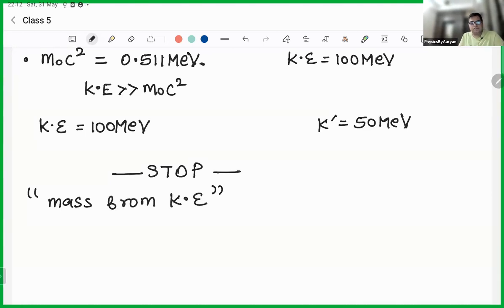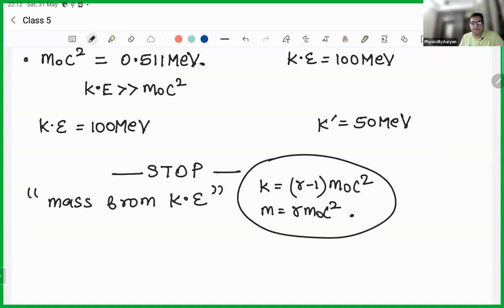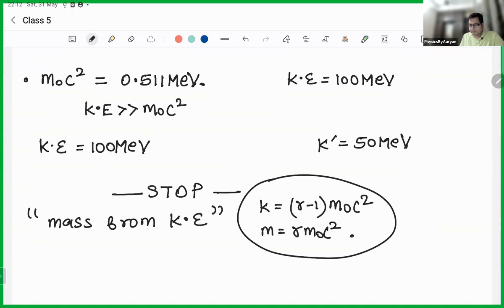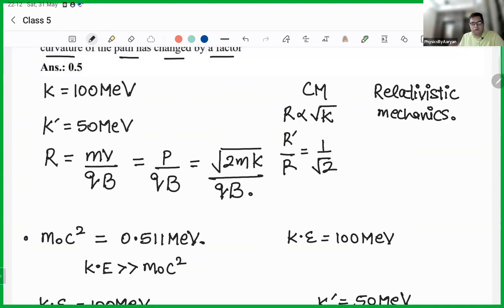This is the idea, and we will study the equations. This is the equation which we have to study, and how it comes. Mass is given by gamma m naught c square. If you solve these two equations, you can find out. But how these two equations came, we will talk about in relativity. But more or less, the main idea is clear here.